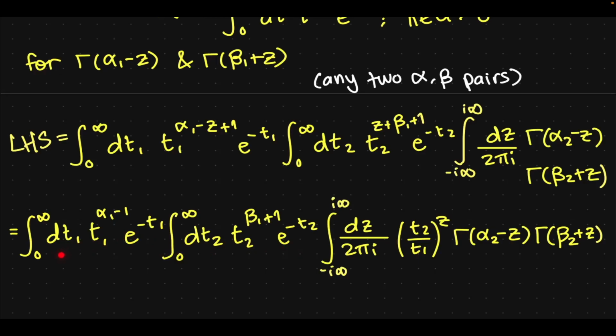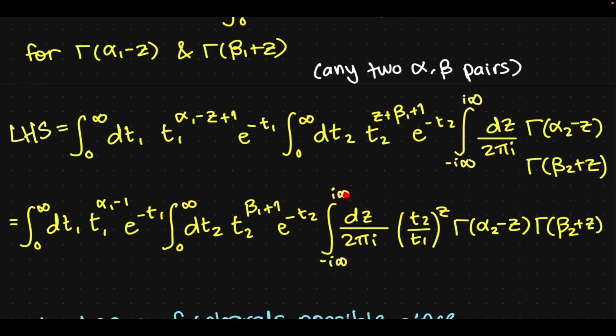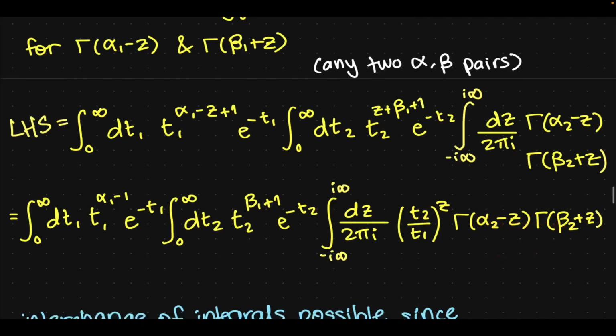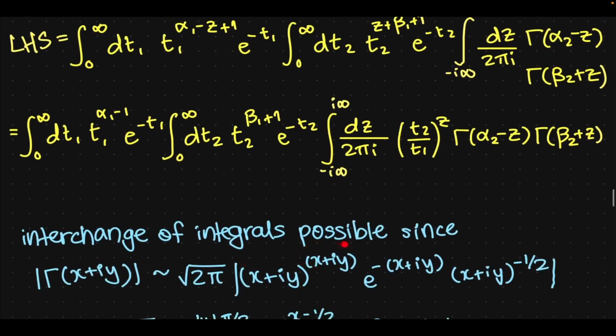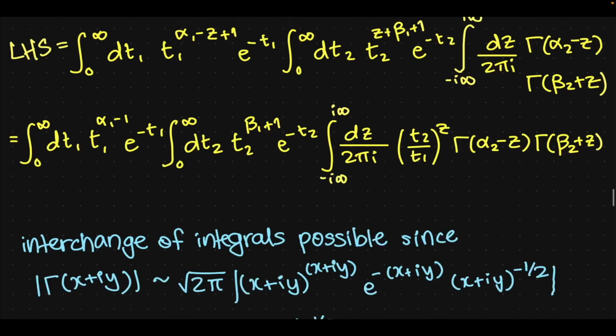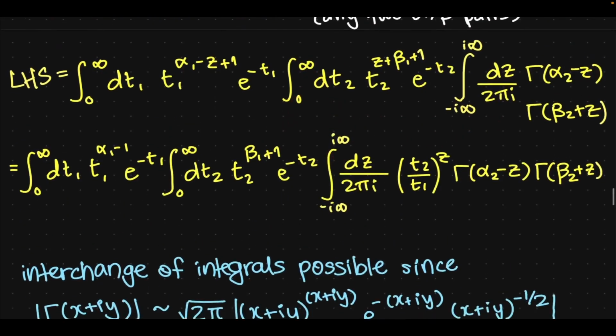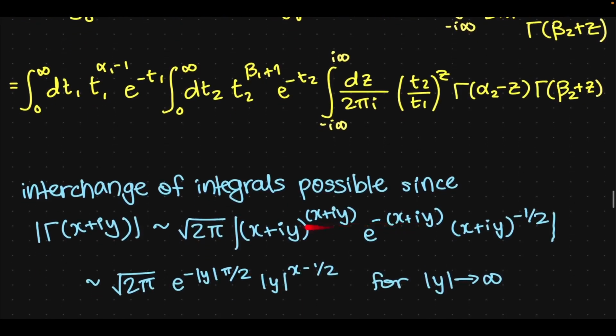Okay, so we have the integral from 0 to infinity dt1 t1 to the alpha 1 minus 1 e to the minus t1, the integral from 0 to infinity dt2 t2 to the beta 1 minus 1 e to the minus t2, and finally the integral from minus i infinity to i infinity dz over 2 pi i times t2 over t1 whole thing to the z, and times gamma of alpha 2 minus z, gamma of beta 2 plus z. Now, this is the justification why we can do that. Interchange of integrals is possible. Pulling the 0 to infinity t1, t2 integrals outside from the z integral is possible because of the gamma function, again evaluated at an arbitrary complex number x plus iy, where the only thing is y goes to infinity.